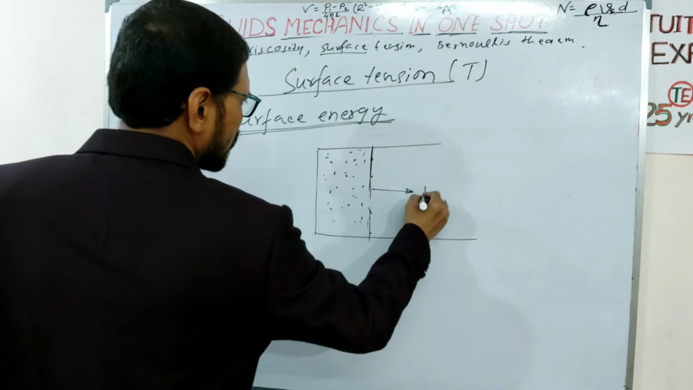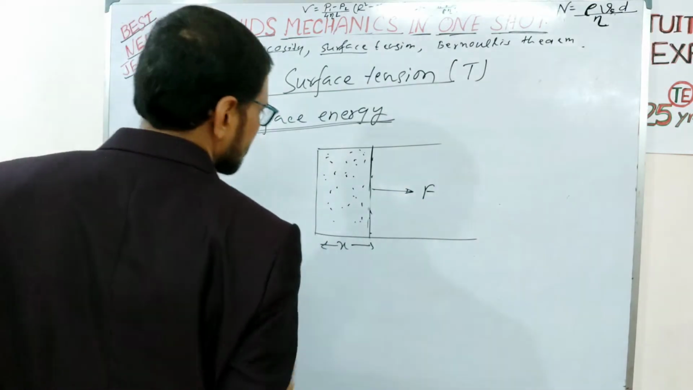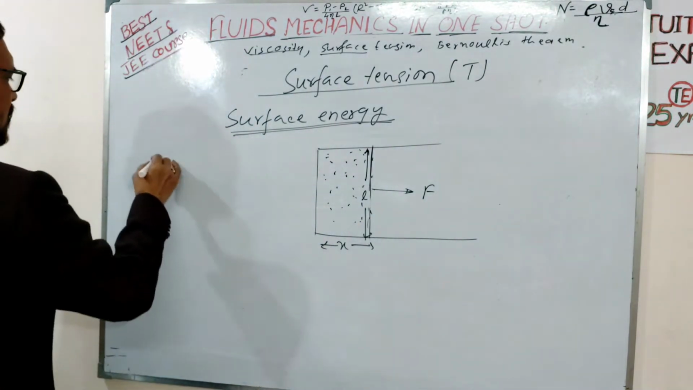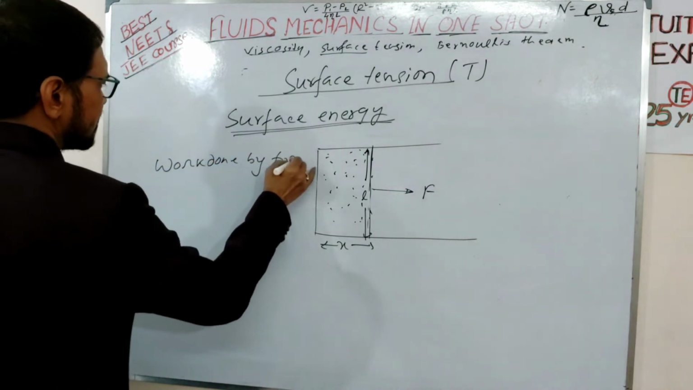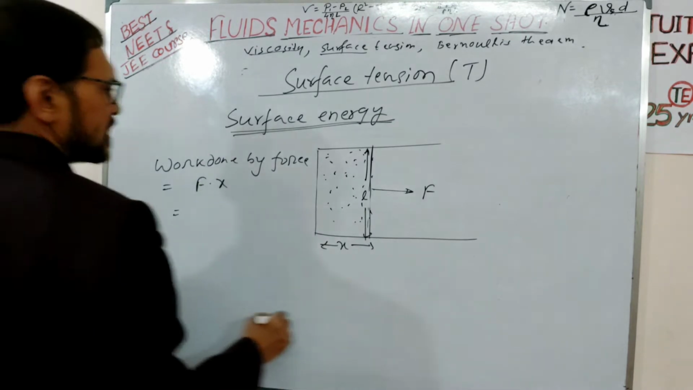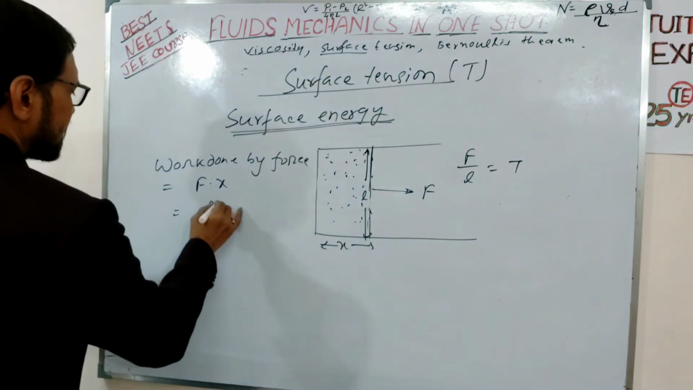Now what is the force? If the length is x, the force is F and the length is L, what is the work done? Work done by force equals force into displacement. Now what is F? F by L equals T, so F equals L T, and work done is L T into x.